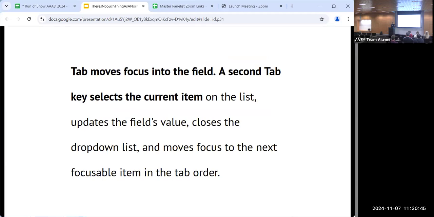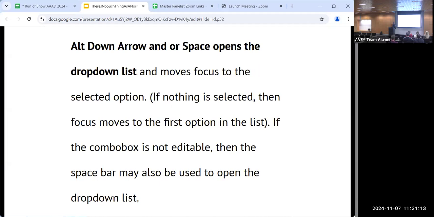Now, the tab moves focus into the field. A second tab key selects the current item on the list, updates the field's value, closes the drop-down list, and moves focus to the next focusable item in the tab order. Alt and down arrow or space opens the drop-down list, moves focus to the selected option. If nothing is selected, then focus moves to the first option in the list. If the combo box is not editable, then the space bar may be used to open the drop-down list. Up and down arrow keys move focus up and down the list.